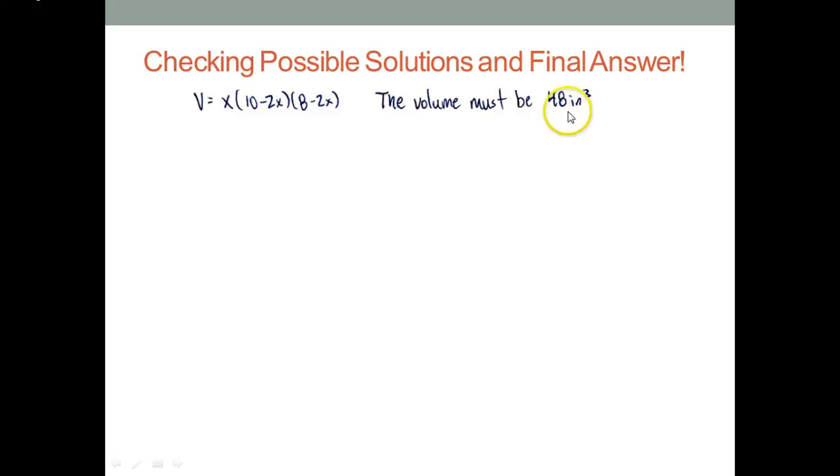So remember, the volume must be 48 inches cubed. So I'm going to plug it back into the original volume, length times width times height, and I'm going to substitute them in. So if I substitute in 1, awesome, I get 10 minus 2, because 2 times 1 is 2. If I'm plugging in 1 for x, then I also have 2 times 1 again, which is 2. So now I have 1 times 8 times 6, which is 48. Huzzah, it works.